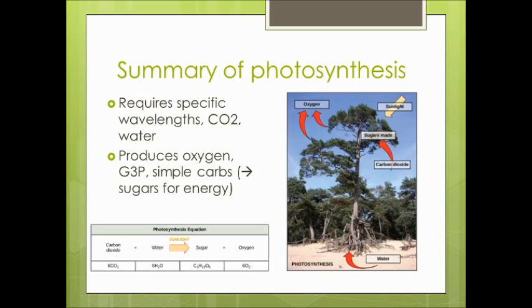Photosynthesis requires some specific wavelengths, so it will require a talk on light energy, which we will talk about, carbon dioxide and water. So it's a symbiotic relationship with us and other animals that are going to release carbon dioxide as a byproduct of our metabolism. And it will produce oxygen, glyceraldehyde 3-phosphate, and simple carbohydrates to convert into sugars for energy.